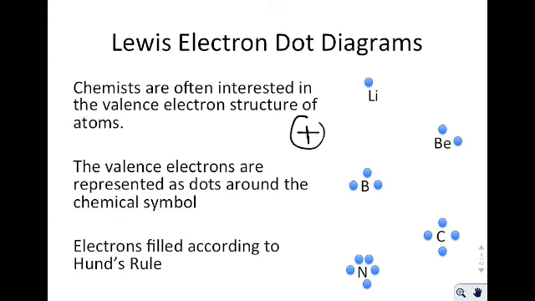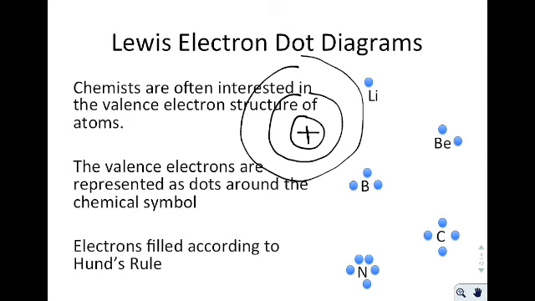So if I have a nucleus, and then around the nucleus I have the various orbitals. For lithium, lithium has 3 electrons. So there's 2 in the inner, or 1st energy orbital, and there's 1 in the outer energy level. So there is only 1 valence electron in lithium, which is drawn right here.